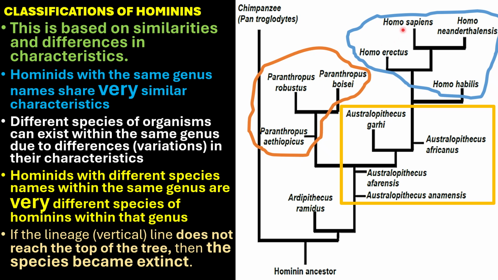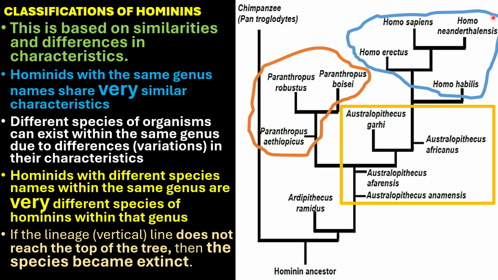Now the top part, we have Homo sapiens, Homo erectus, Homo habilis, Homo neanderthalensis. Take note, they all share a common name. That name is Homo. Homo is a genus name. But then the second names are different. We have sapiens, neanderthalensis, habilis, and erectus. The second name represents the species name. Why do they share the same genus name? They share the same genus name because they share similar characteristics.